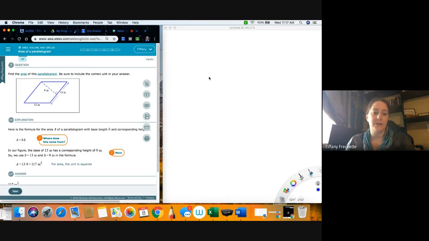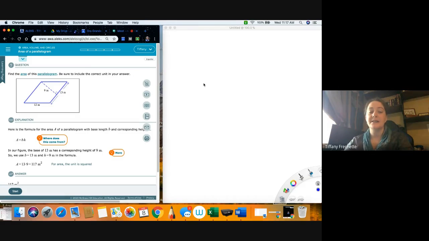Area of a parallelogram. It says find the area of this parallelogram. Be sure to include correct units in your answer. When it says be sure to include the correct units in your answer, it means that they're not going to include it for you. You're going to have to click on whatever the unit is. And in this case, the unit will just be whatever's shown after. So these are in meters, so your answer should be in meters. If these were in feet, then your answer should be in feet. So it just means we're going to have to click on something to make sure.